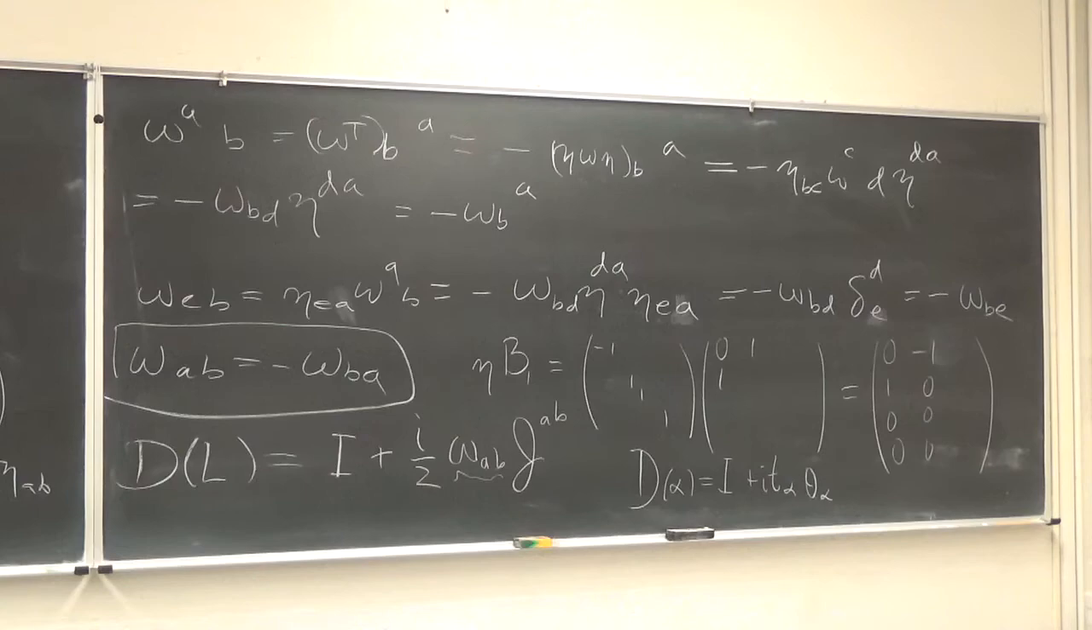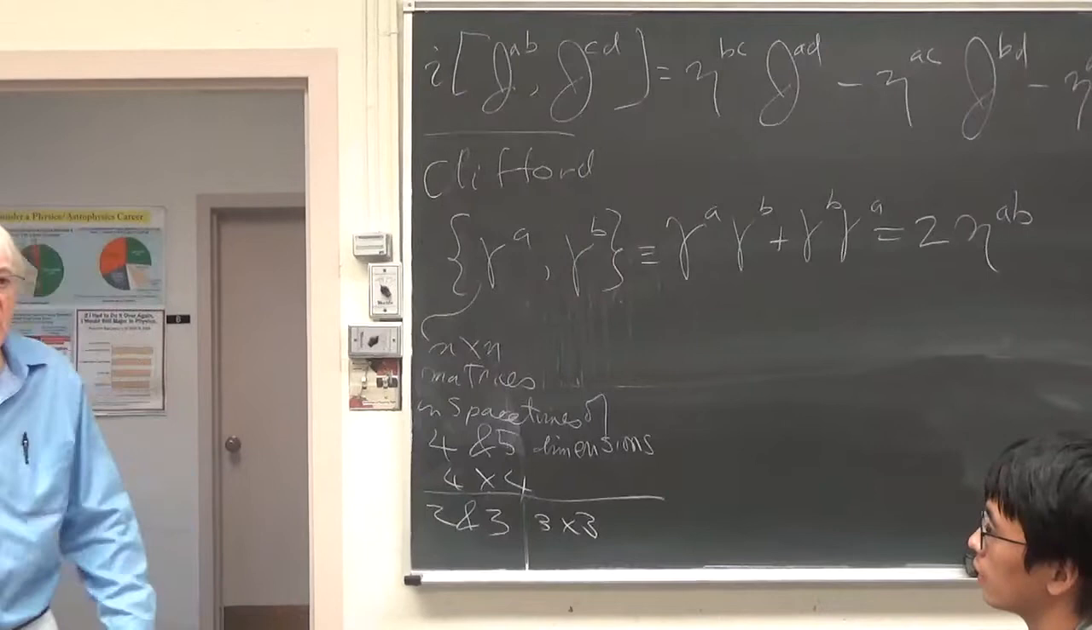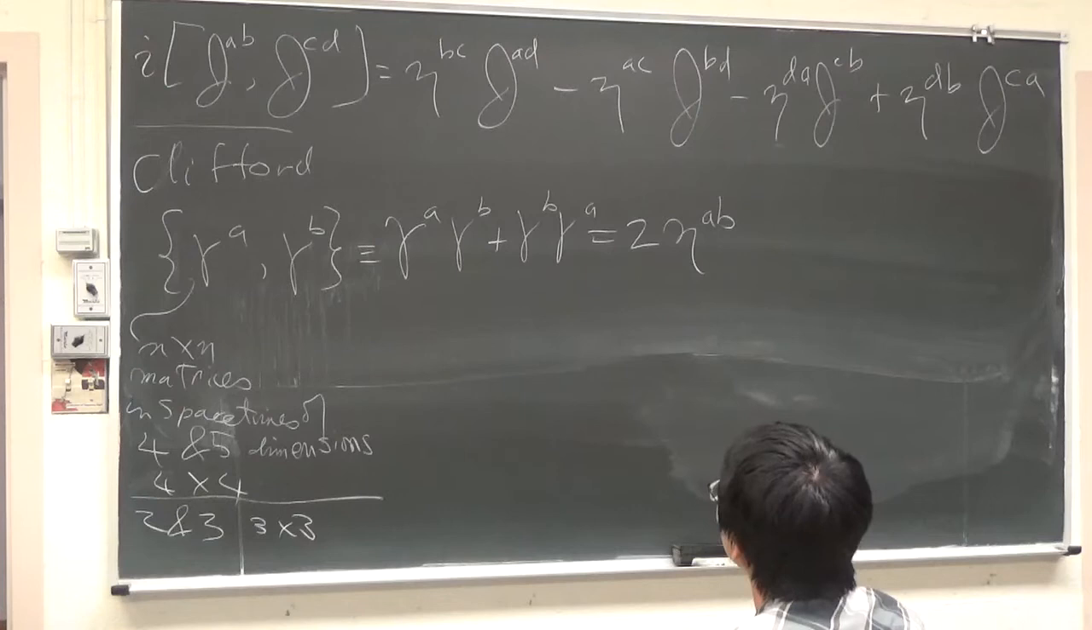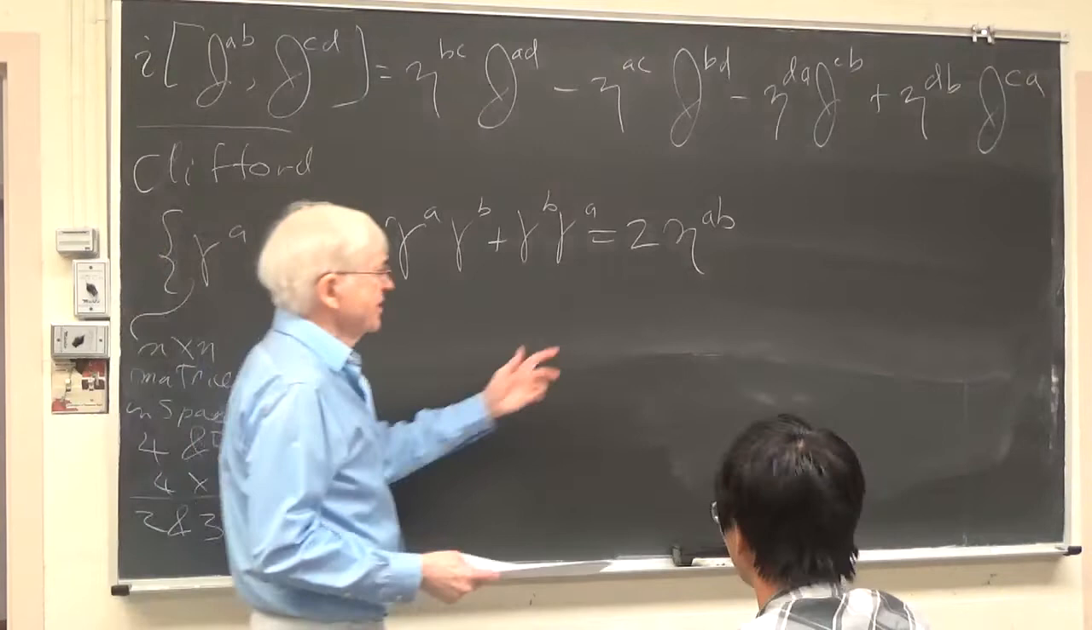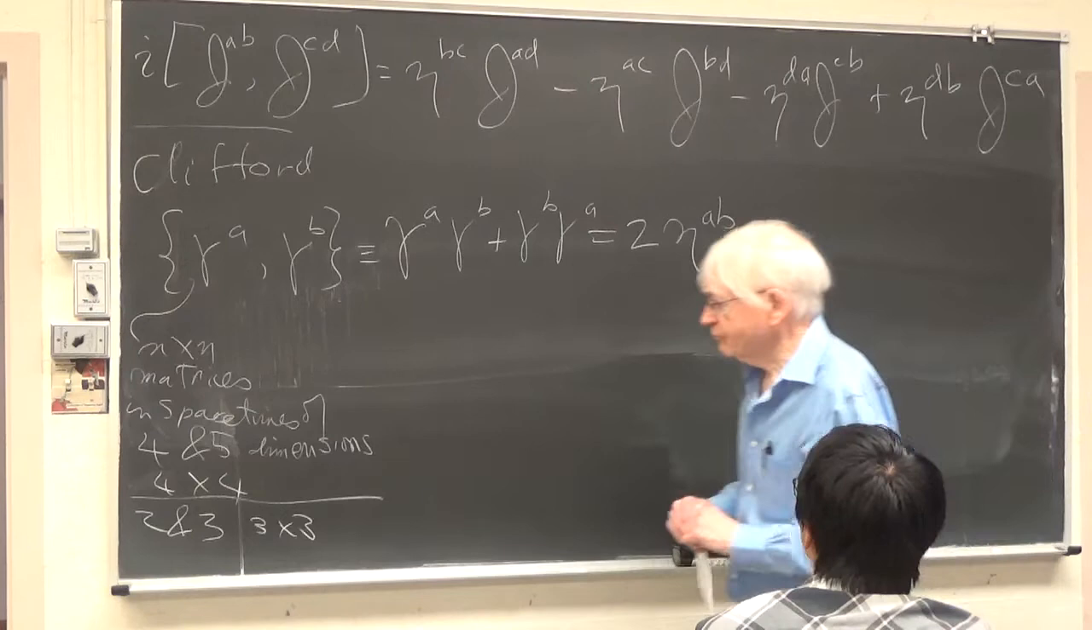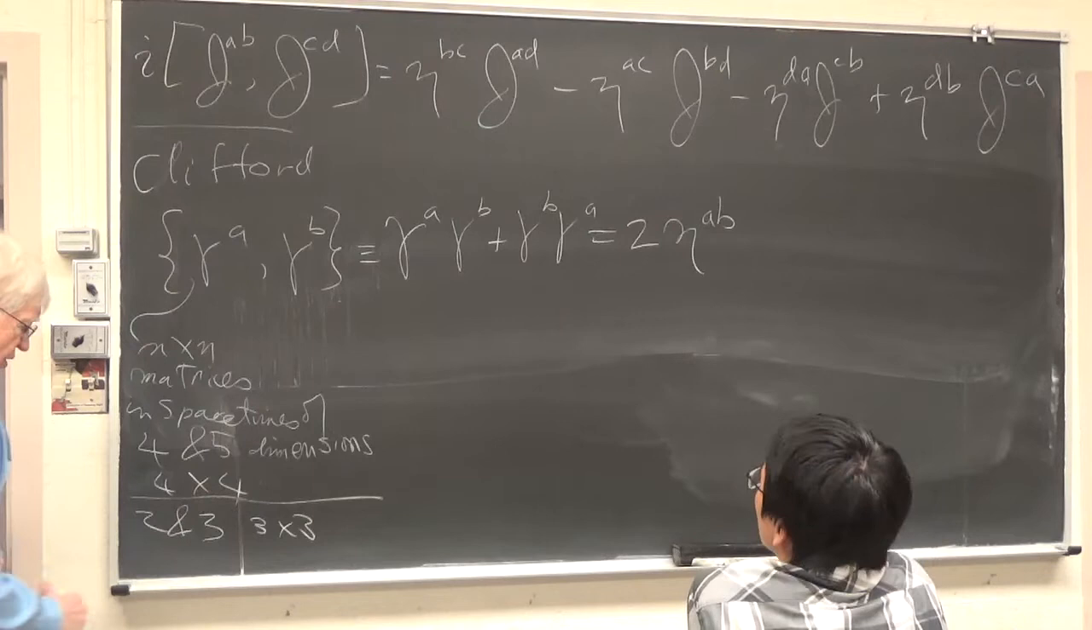And there is something special here. This is something that I didn't do when I was talking about the Lorentz group. I didn't bring in the Clifford algebra. And this is something that is magical. So in general, in any space-time, you can find matrices gamma that anti-commute to the flat space metric, and in 4 and 5 dimensions, they're 4 by 4, and in smaller dimensions, they're the Pauli matrices.